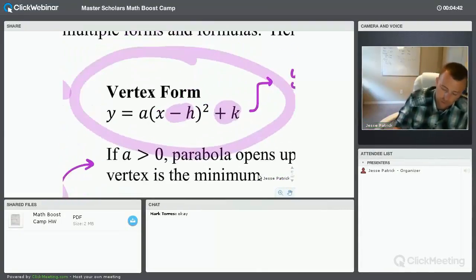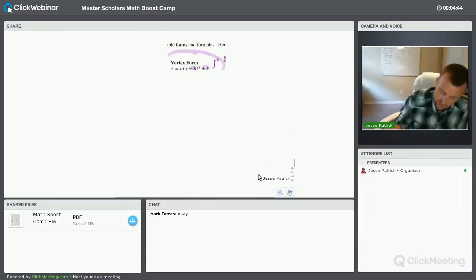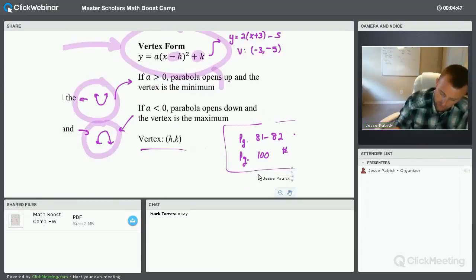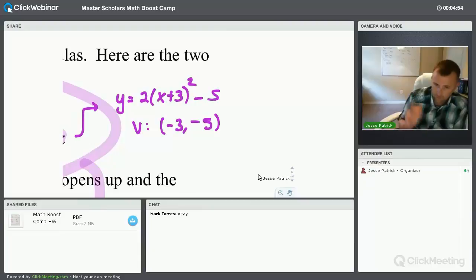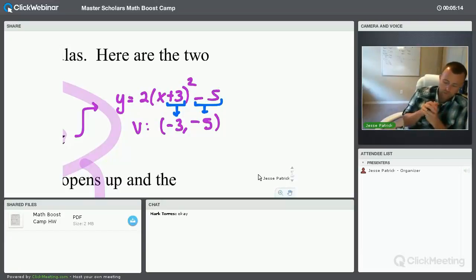For vertex form, the vertex is at h comma k. I used an example up above here, say this was an equation in vertex form. Notice the x plus 3 tells you the x value of your vertex is negative 3. It's always going to be opposite if it's inside the parentheses. But the y value of the vertex is negative 5. That's not in the parentheses, so it's not going to be opposite. Those are things you just need to learn in terms of formulas. Make sure you understand which one's positive, which one's negative, which one's not.